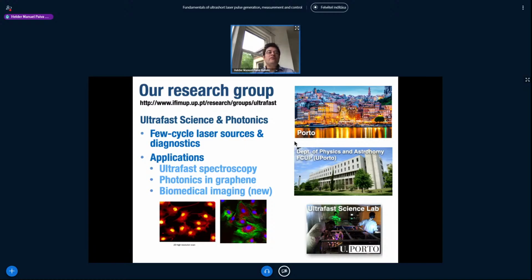At the same time, we have been applying these pulses to different fields, ranging from ultrafast spectroscopy to photonics in promising materials like graphene. And also, more recently, we have been devoting some of our time and lasers to biomedical imaging, namely nonlinear microscopy of cells and other systems.